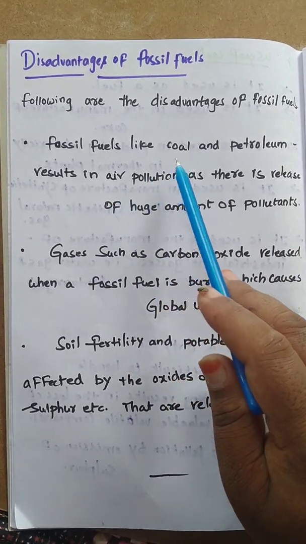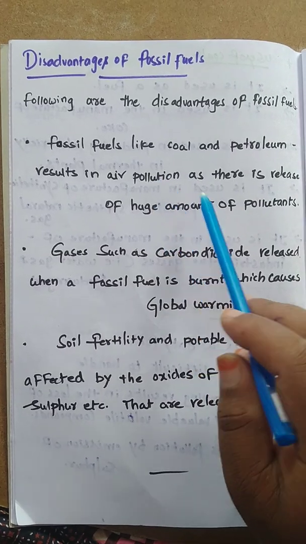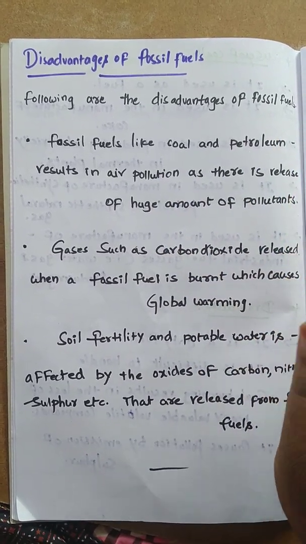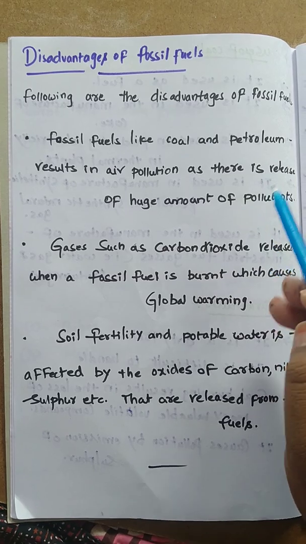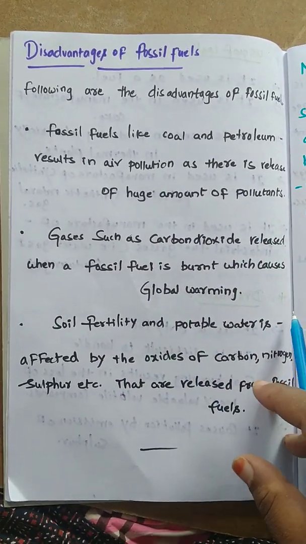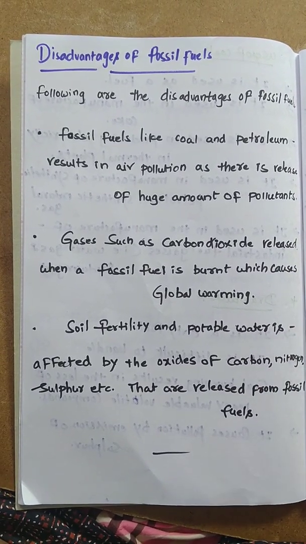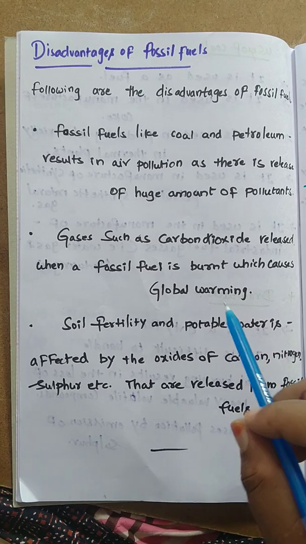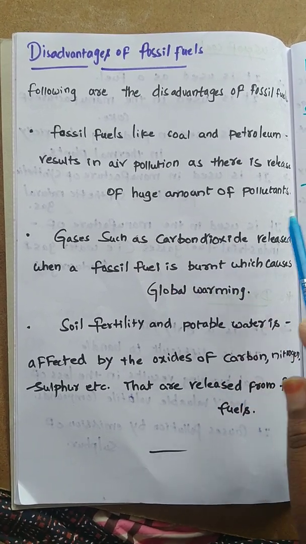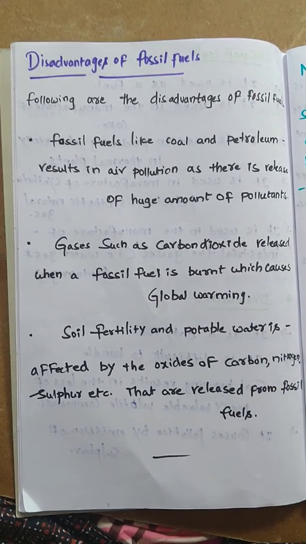See, fossil fuels like coal and petroleum, already told as examples. When they are burned, they result in air pollution, as there is a release of a huge amount of pollutants like carbon dioxide. Due to this, global warming is also possible. And the next one: gases such as carbon dioxide are released when a fossil fuel is burned, which causes global warming. That I already told.